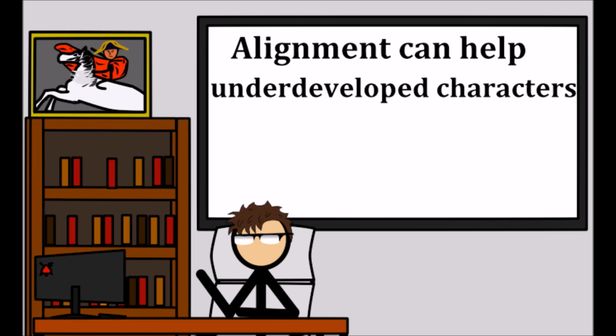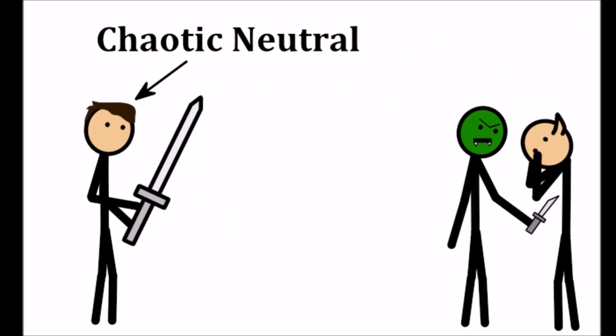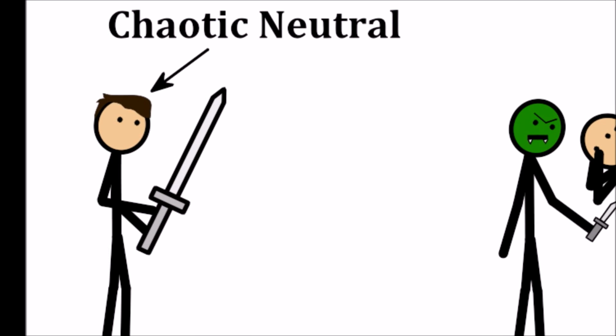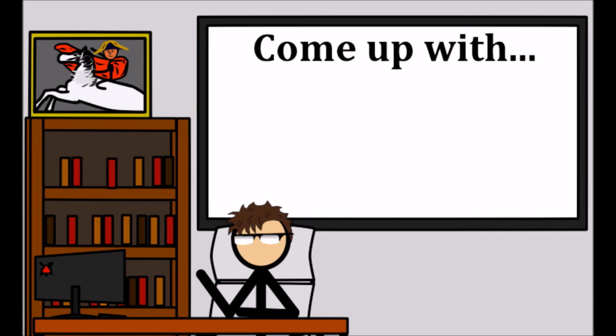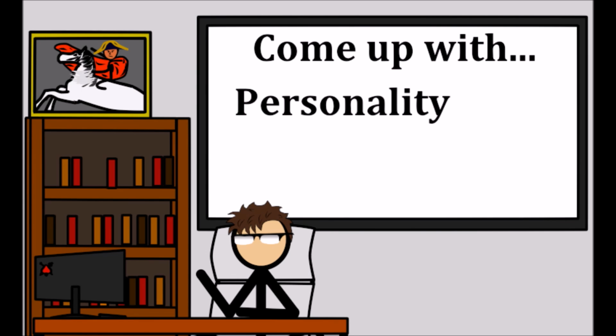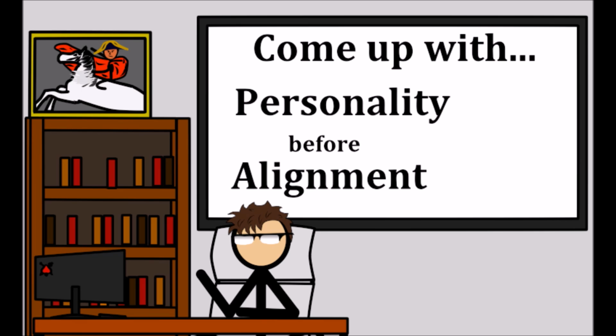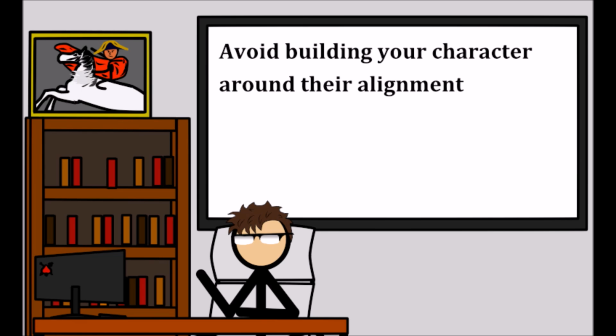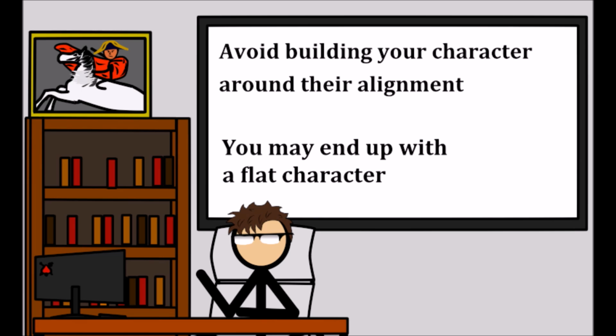Alignment is useful in writing because it can give you direction to an otherwise underdeveloped character. Similar to role-playing, it can also help the author decide how their character may handle a situation based on their alignment. The best way to assign alignment to a character is personality before alignment. Develop your character and decide what alignment makes the most sense for them, rather than choosing an alignment first and building a character around that. Doing the latter will create a very flat character who quickly becomes boring.